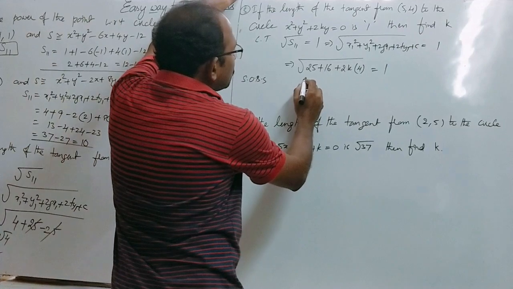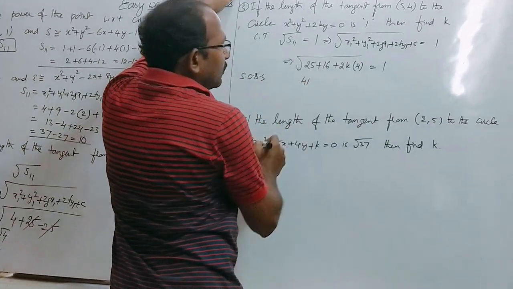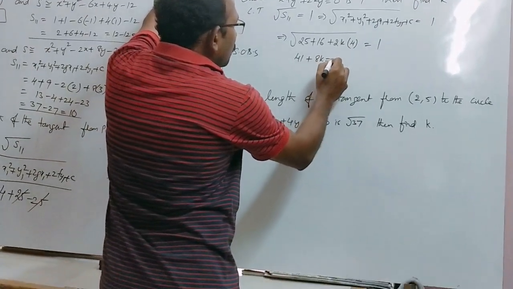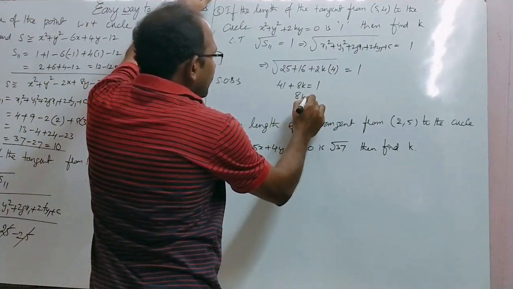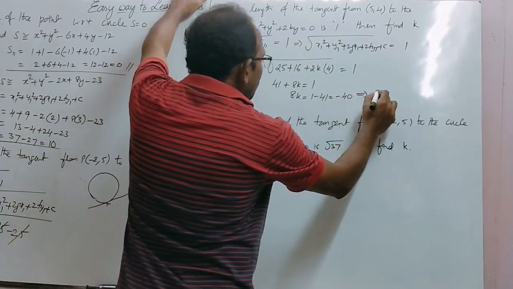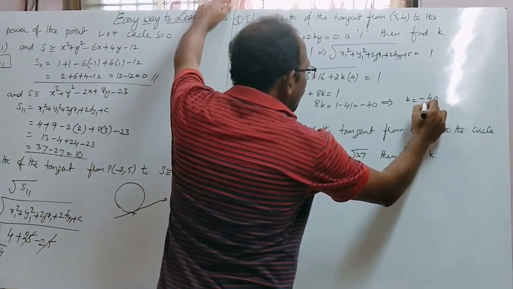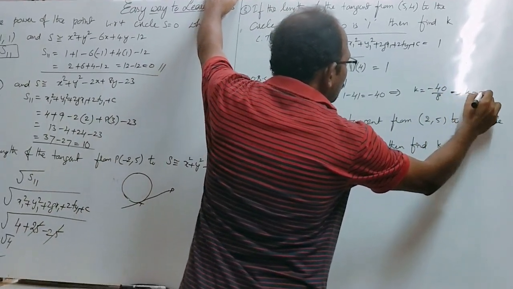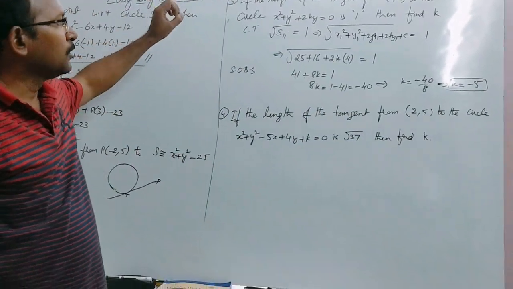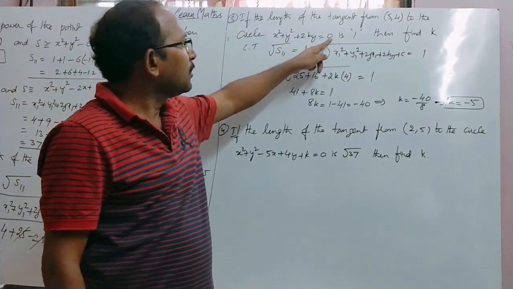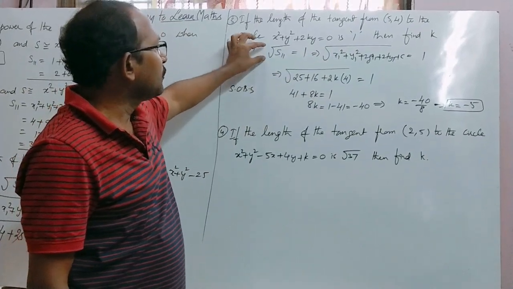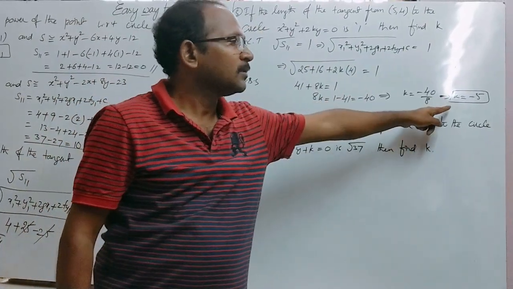Therefore 25 plus 16 becomes 41, plus 8k is equal to 1. Then solving for k, 8k is equal to 1 minus 41, that is equal to minus 40. Then k is equal to minus 40 by 8, that implies k is equal to minus 5. This is an important problem, because here the length of the tangent is already given. By making use of that particular concept, we find the value of k.